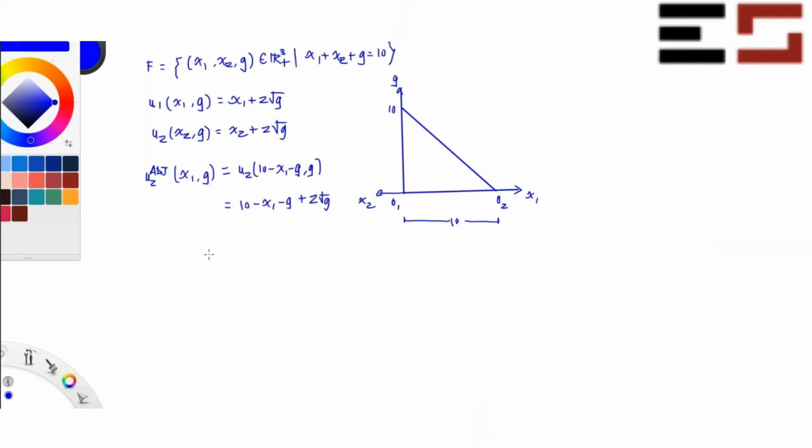If you want to find the absolute value of slope, you can straight away do del u1 by del x1 upon del u1 by del g. When you do this, this will be 1 and this will be 1 upon root g, so 1 upon 1 by root g, and that's going to be root g. This is the absolute value of the slope. The actual slope is minus root g.